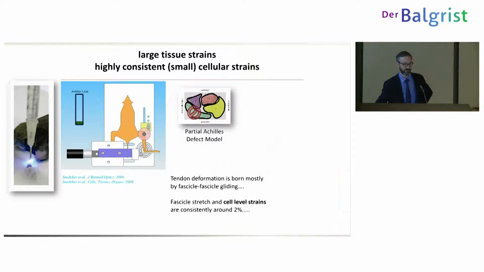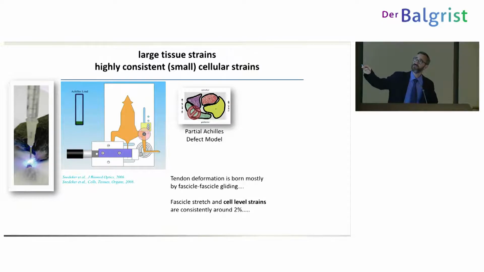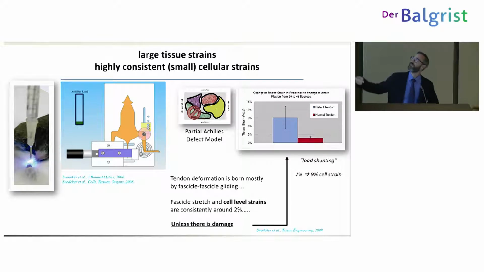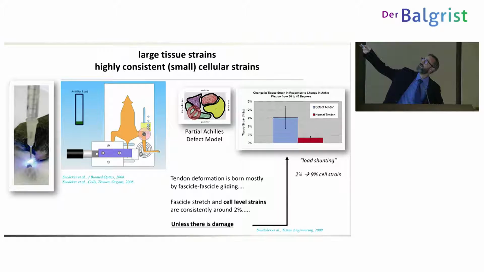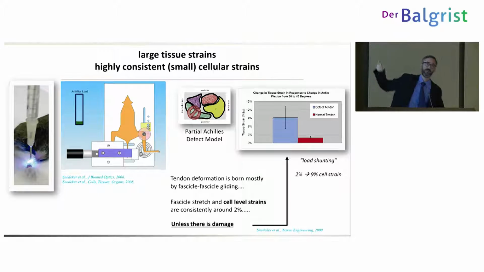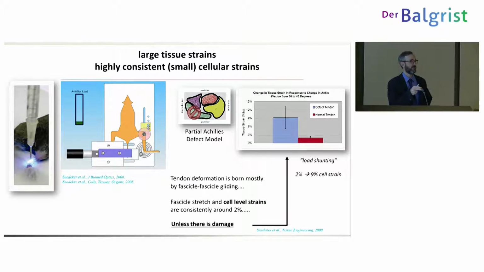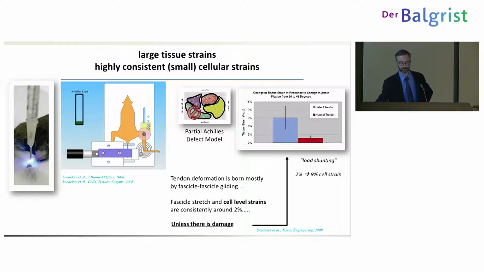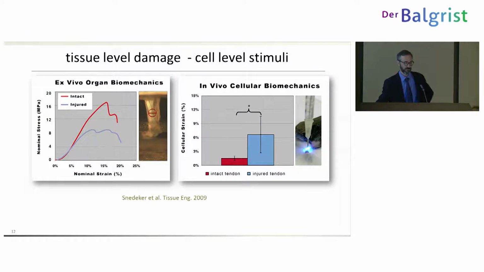So we take it a little bit further, and if we do a partial transection of the Achilles tendon and do the same experiment, what you see is that here is the healthy tendon, the normal intact tendon, with the tendon cell strains down around 2%. As soon as we cut the medial gastroc tendon, you can see that the lateral side is then carrying all the load. So we have basically load shunting from the damaged region to the intact region. And this is what you see here.